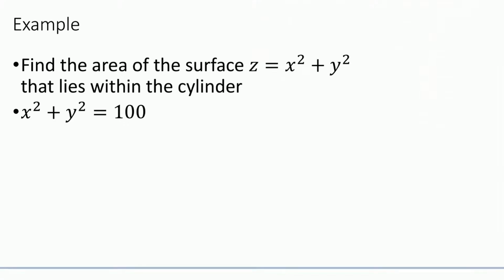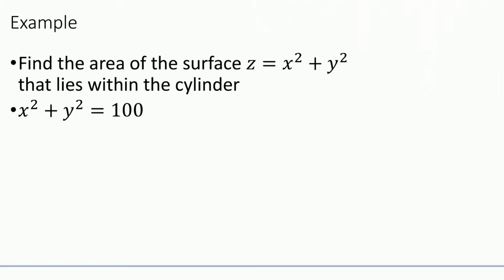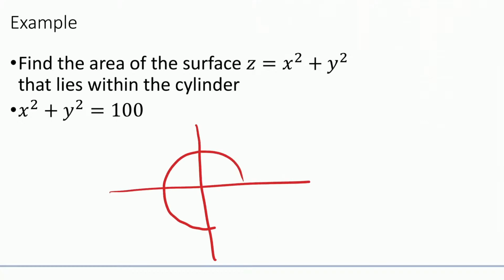Okay, so first things first, we have to think about what this region looks like. Well, we're inside the cylinder, so that means that we're inside a circle. If we look at this from the top down, it's like we've got an apple corer, and we've cored this surface, and we're just looking at this circle from the top. Of course it's a bowl shape you'll end up with, but from the top this is what we're going to get.